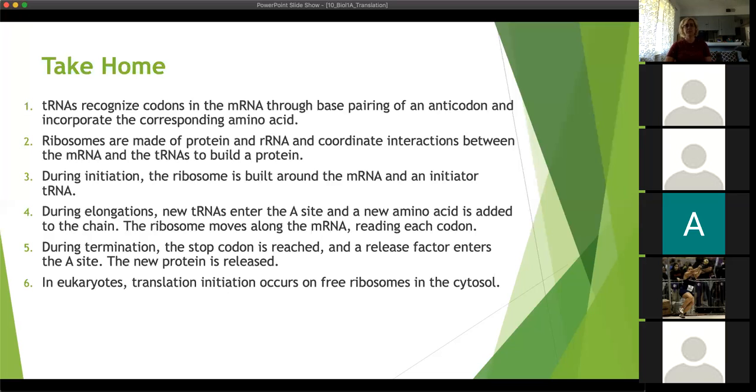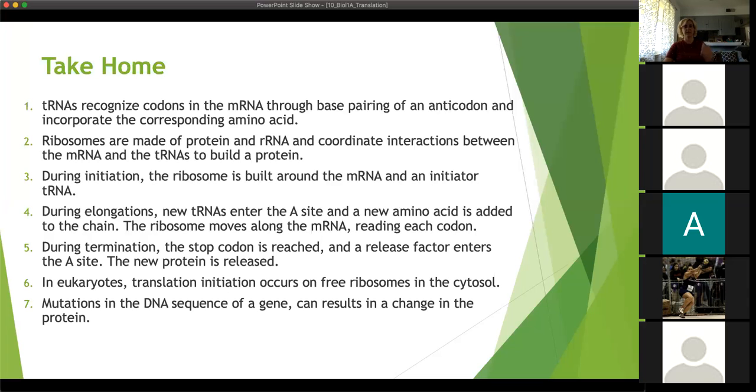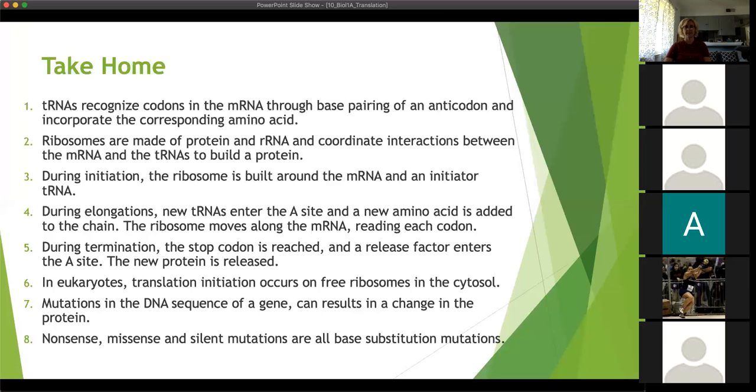In eukaryotes, initiation begins in free ribosomes, but if the protein needs to be shipped, it can be attached to the rough ER. Mutations in DNA sequence can lead to changes in the protein. Those may or may not be harmful. They may or may not be dramatic changes, but that's what we can see. Base substitutions could lead to silent mutations in the protein where we have the same amino acid, missense mutations where we've swapped out the amino acid, or nonsense mutations where we have ended protein synthesis. We have incorporated a stop codon.